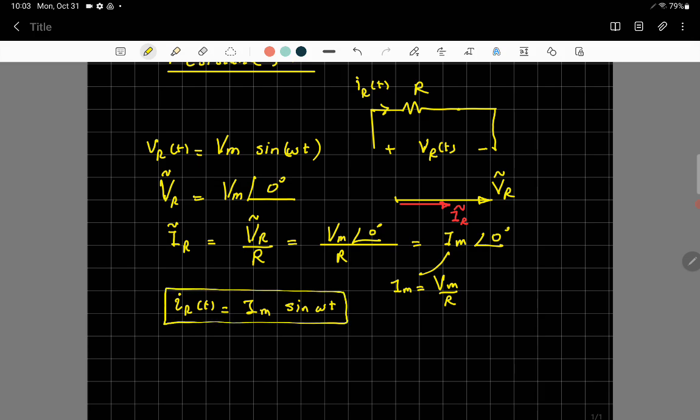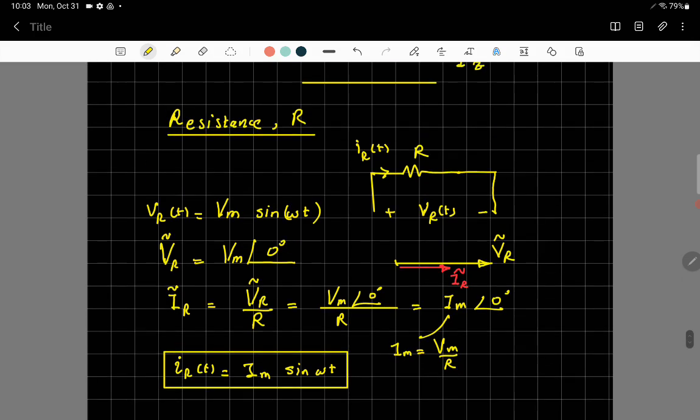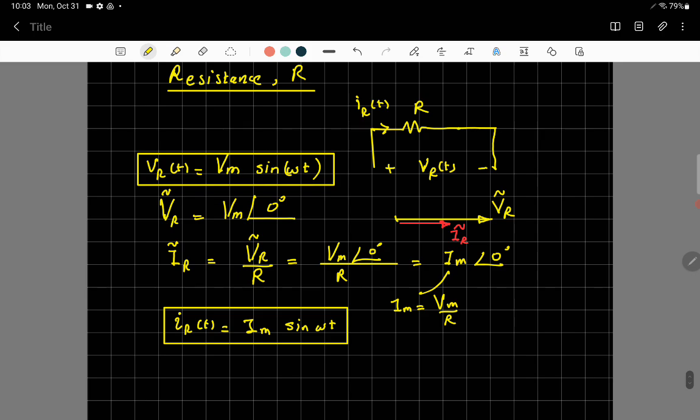So that's the current in the resistor, and that's the voltage across the resistance. Observe that both are sine omega t, no phase shift, they are in phase. The only difference is the magnitude. The magnitude of the voltage is Vm, the magnitude of the current is Im, and Im is equal to Vm over R.